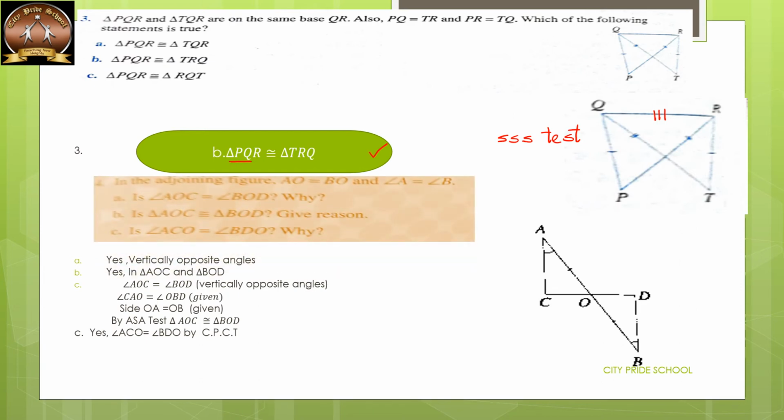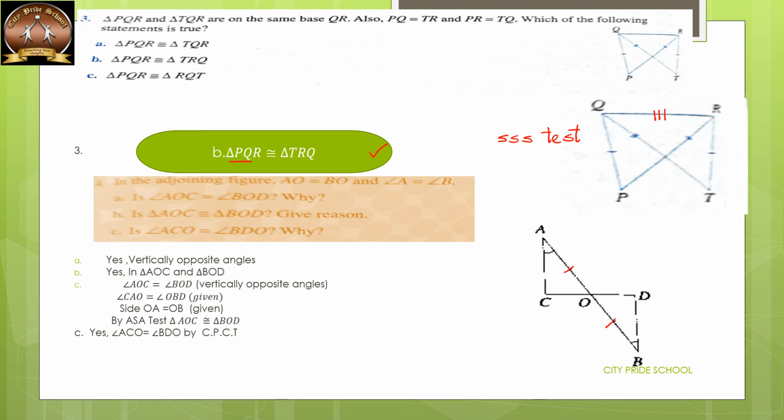Now let us come to question number 4. You can see that in this adjoining figure, it is given that AO is equal to BO, and angle A is equal to angle B. First, we have to find out whether angle AOC is equal to angle BOD. Second, whether triangle AOC is congruent to triangle BOD, and you have to give the reason. Third, whether angle ACO is equal to angle BDO, and also give the reason. So let us start with the first one.